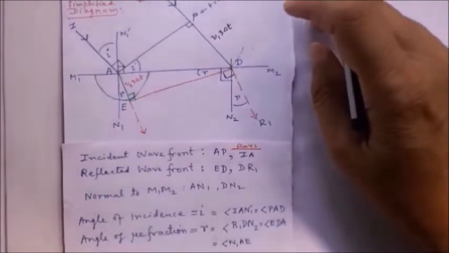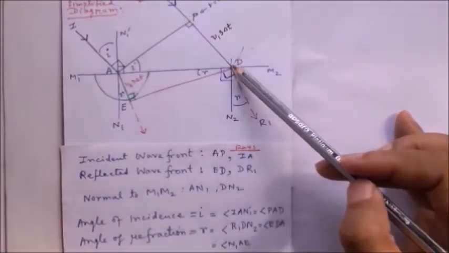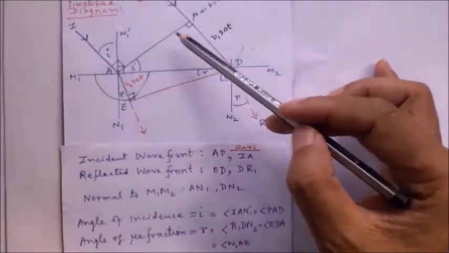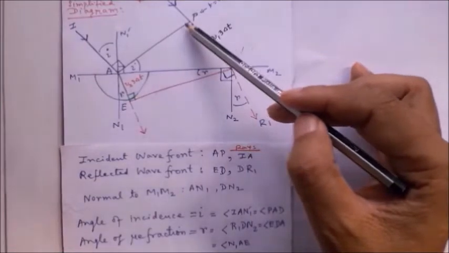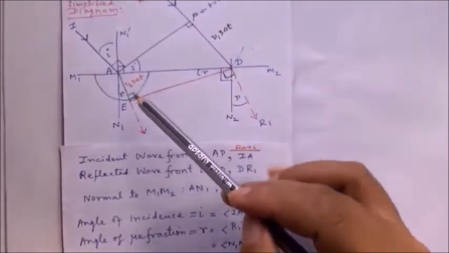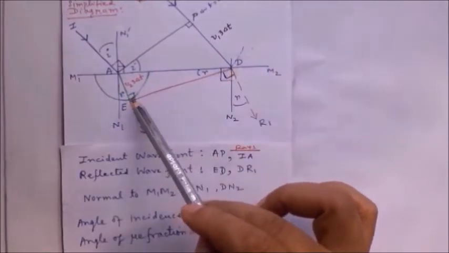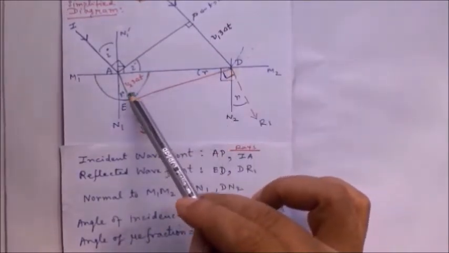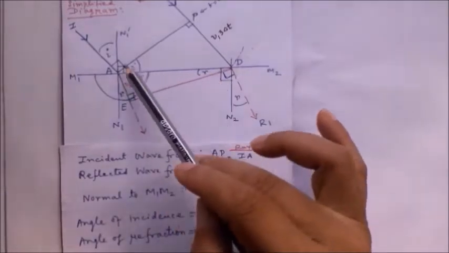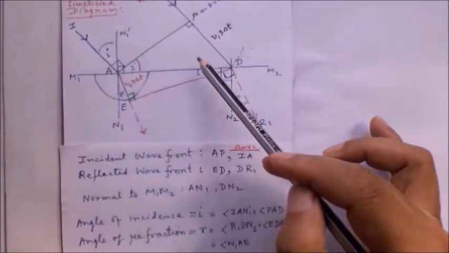Now let us focus attention on these two triangles. One is this right angle triangle and this is a right angle triangle. Why is it 90 degrees? Because it is a ray and it's a wavefront, so it is obviously 90. And why is this 90? It is the tangent, and a tangent makes an angle with the radius of 90 degrees. So this is a right angle triangle, this one too is a right angle triangle.